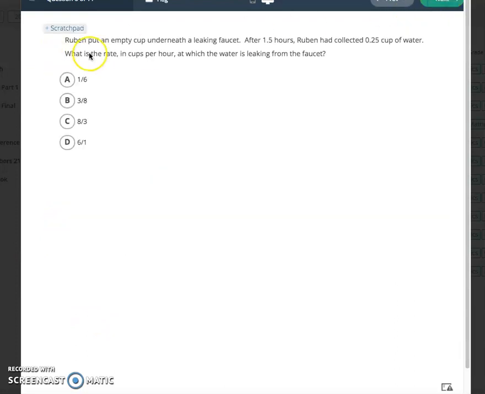Next one. Ruben put an empty cup underneath a leaking faucet. After 1.5 hours, Ruben collected 0.25 cups of water. What is the rate in cups per hour? So cups per hour. We're talking about 0.25 cups in 1.5 hours. So let's see which one matches this.